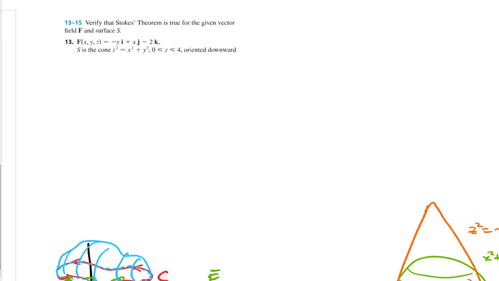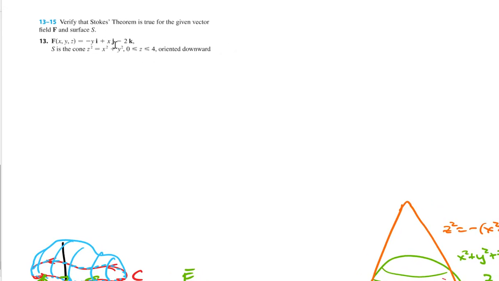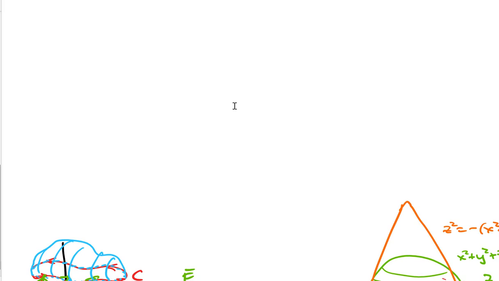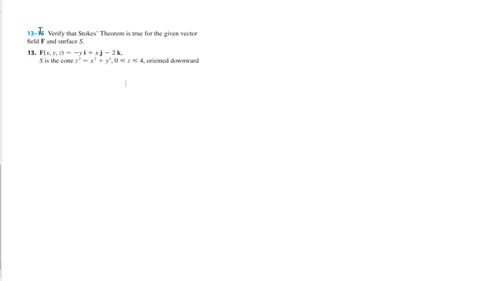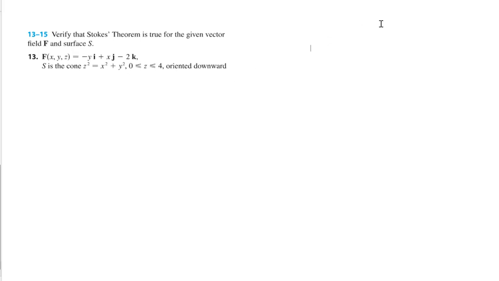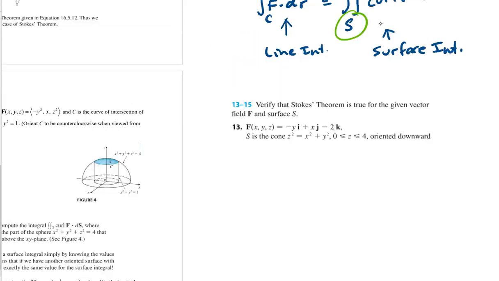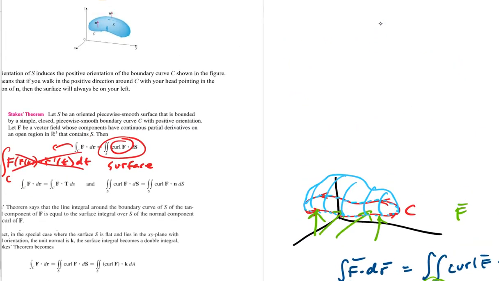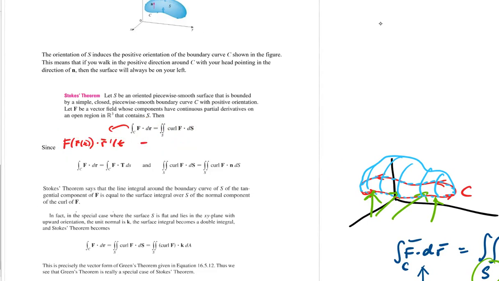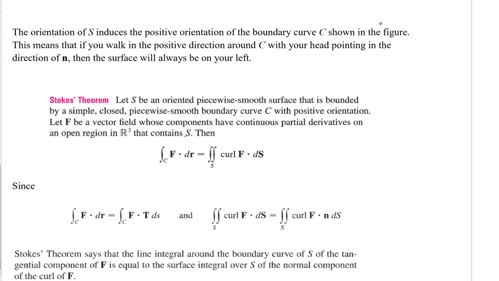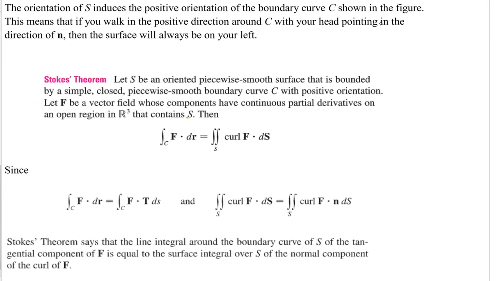All right. So what I want to do is a problem here. I want to do number 13 that's in the book. And in your homework on Stokes theorem, the last problem is number 15, so this will help you out in doing that one. Okay, so it says verify Stokes theorem is true. So Stokes theorem, let's go over the conditions. All right. So the conditions: S is a piecewise smooth oriented surface.